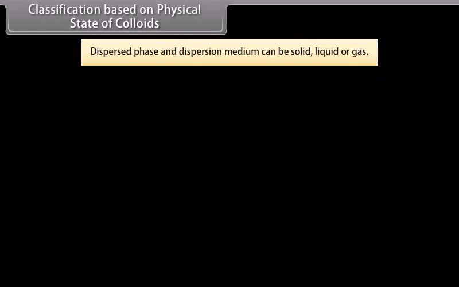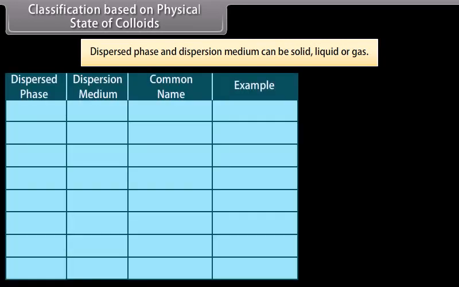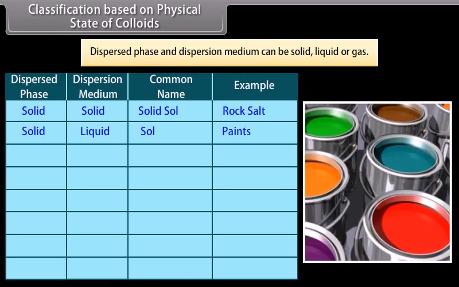Classification based on physical state of colloids. Dispersed phase and dispersion medium can be solid, liquid, or gas. Therefore, 8 types of colloidal system are possible depending upon the physical state of the dispersed phase and the dispersion medium. Rock salt is an example of solid sol. Paint is an example of sol.